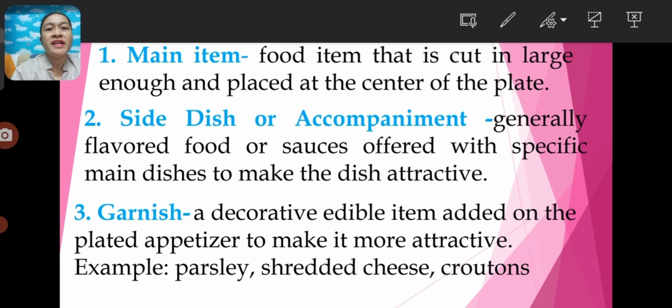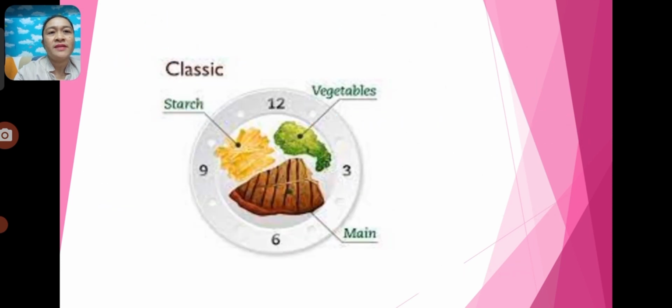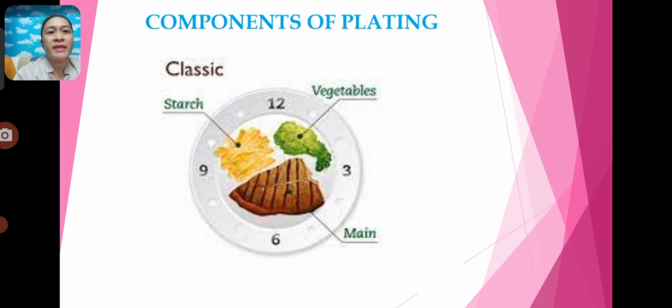So these are the different components of plating. So we have three components. Don't forget that, the main item, side dish or accompaniment, and garnish. Okay, so I have here an example. Okay, so this is the main item. It is labeled. We have the main item, the vegetables, and starch. So this is the basic plating.